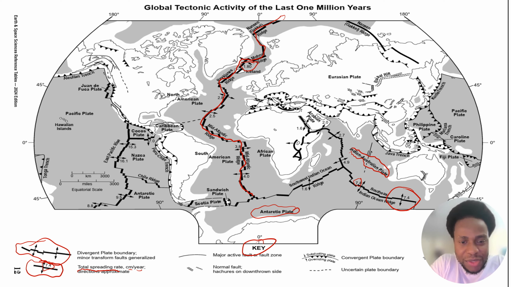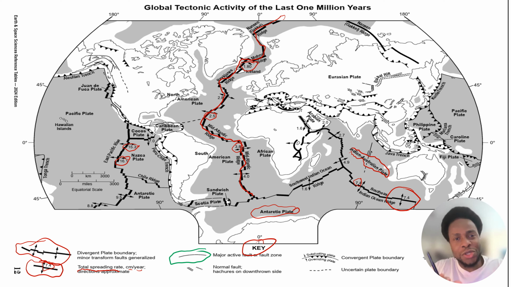Here we have 1.80, here we have 2.5, here we have 3.8. In the East Pacific Rise, we have 15.3, 16.1. All of those numbers just let you know the rate, the speed at which the two plates are separating from one another. Next, we are going to be considering the major active fault zone.